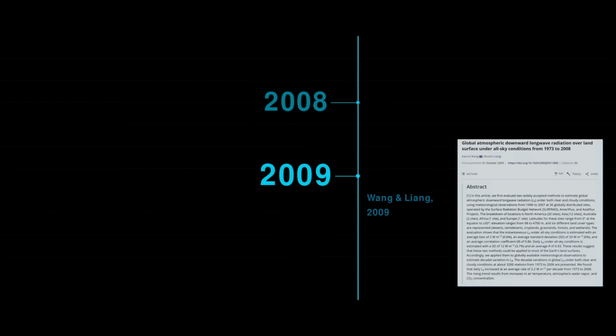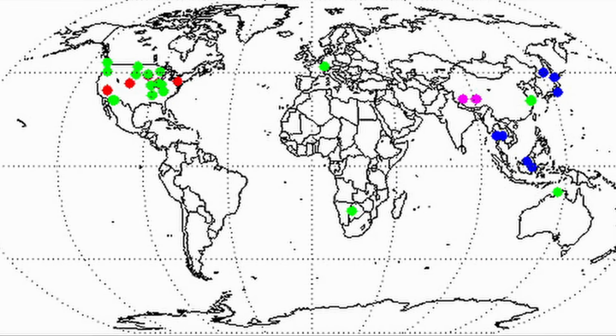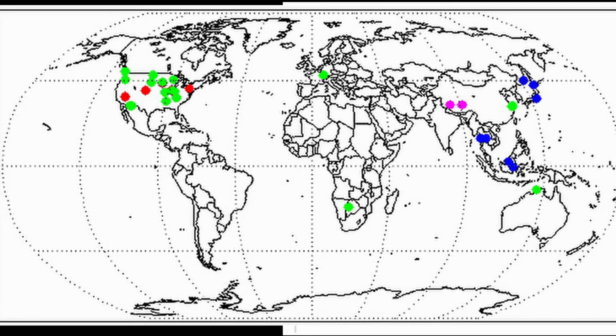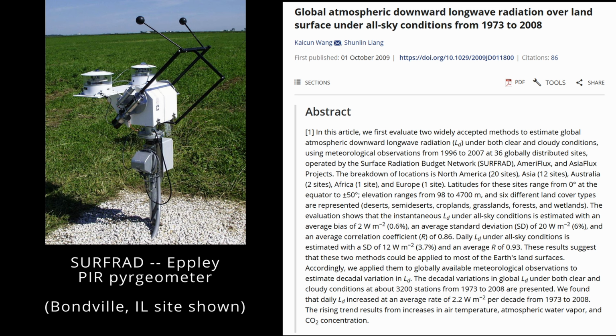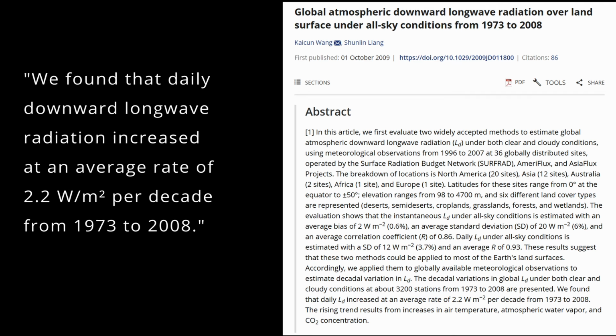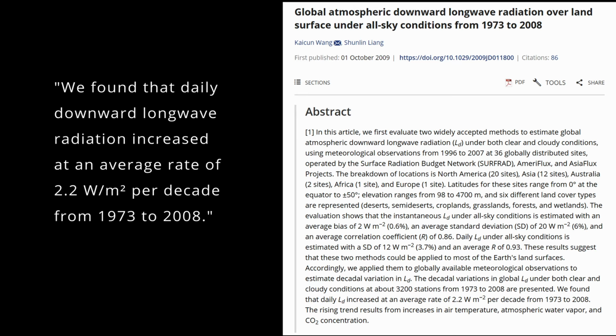In 2009, we have another ground-based study, Wang and Liang 2009, similar to Filippona 2004, but Filippona 2004 took its data only from within the country of Switzerland. Wang and Liang extended that to stations in the US, Europe, Africa, Australia, and Asia. Again, ground-based measurements. You can see one of the stations. This is a station from part of the US network here. This is a pyrgeometer at the site in Illinois. And the study concluded downward longwave radiation increased at a rate of 2.2 watts per meter squared per decade from 1973 to 2008.